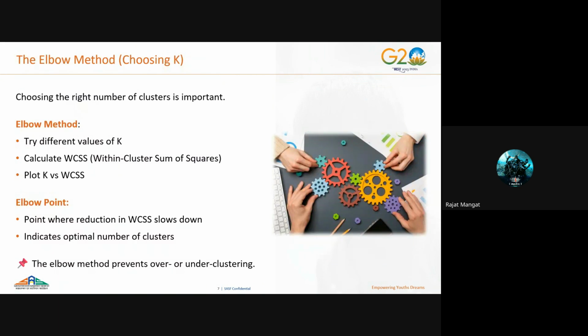The elbow method. Choosing the right number of clusters is very important, so we have the elbow method for that. You should try K equal to 2 in one run, K equal to 3 in another run, and K equal to 4 in another run. Then calculate WCSS, which means within-cluster sum of squares. It is a mathematical term basically. I'm just giving you an overview of the elbow method. You don't need to implement this right now because it is slightly confusing here.